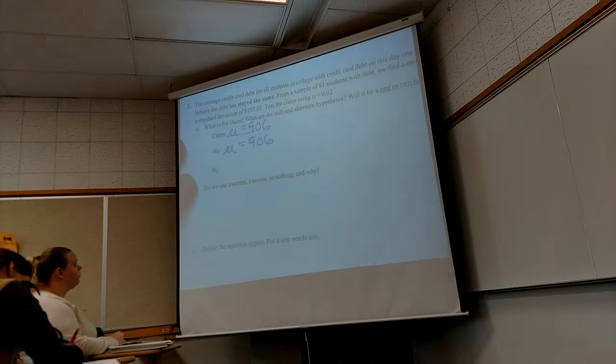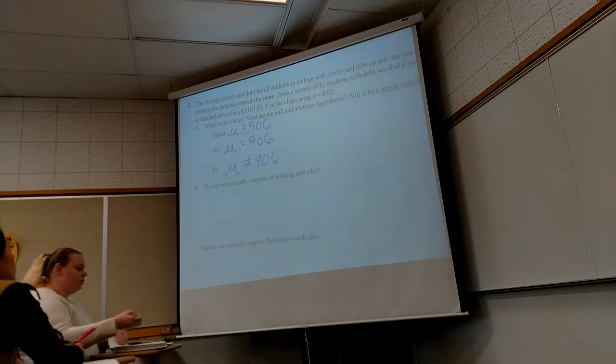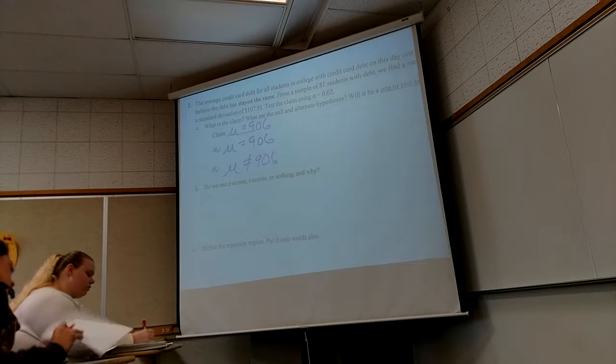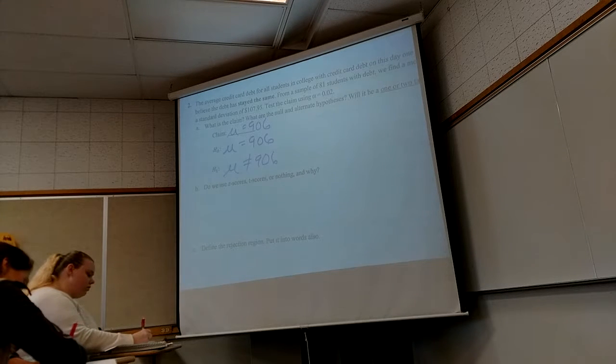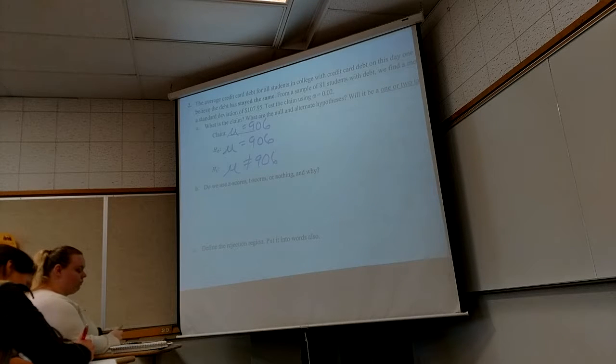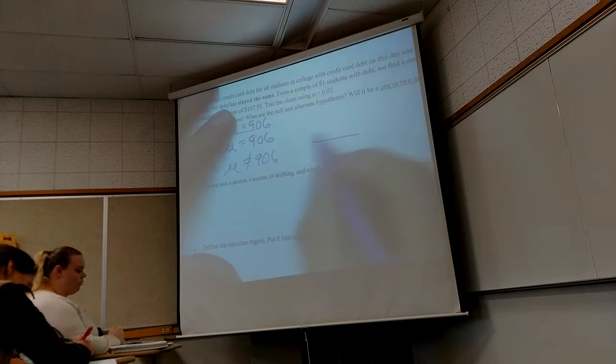Then the H1 is going to be mu not equal to 906. That's the one time that it is a how many tail test? Two tail test, because not equal to means bigger or less, so the sample could show up on either side. So the two tail test.